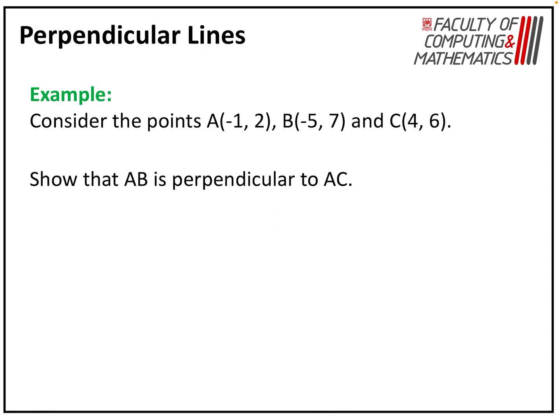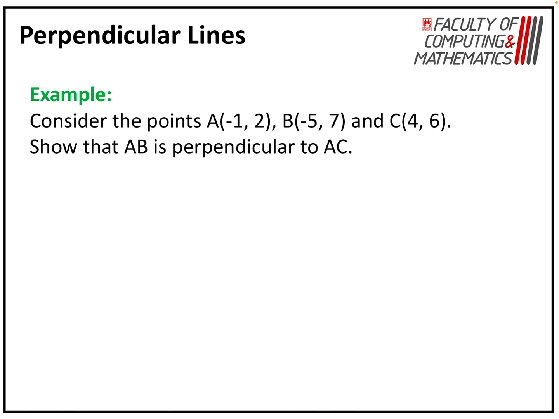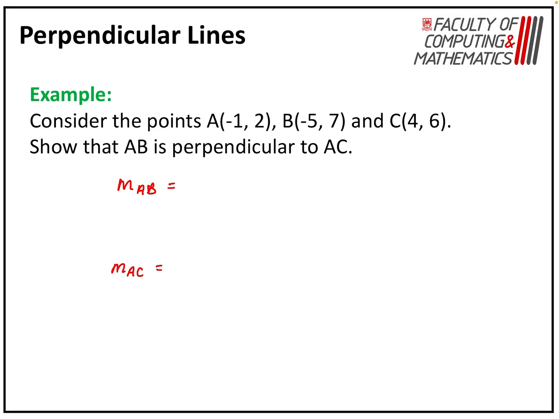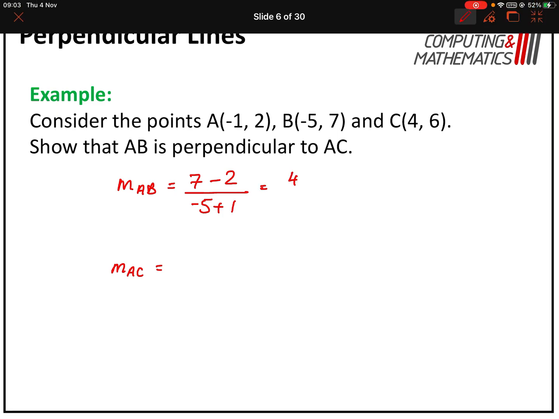Right, so perpendicular lines, let's take a look at an example. Consider the points and show that AB is perpendicular to AC. Right, so what I want to do is I want to find the gradient of AB. I want to find the gradient of AC, okay, and hopefully I'm getting the reciprocal for AC. So AB, it's y2 minus y1 over x2 minus x1. So I'm getting, no, let's try that again. I'm getting 5 over minus 4.